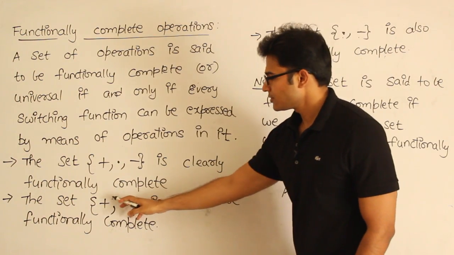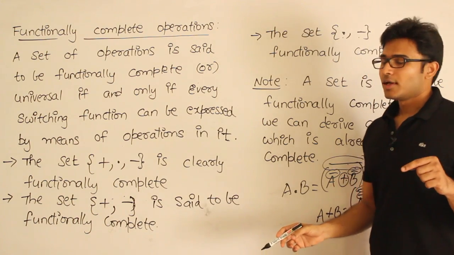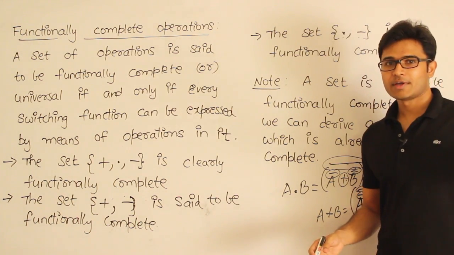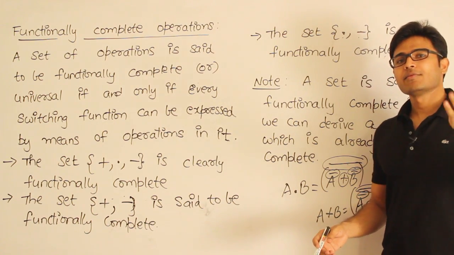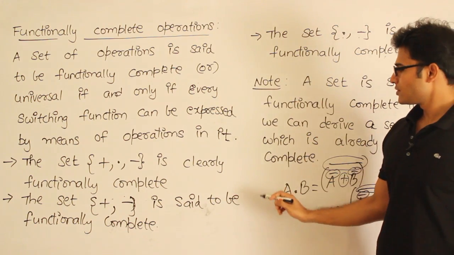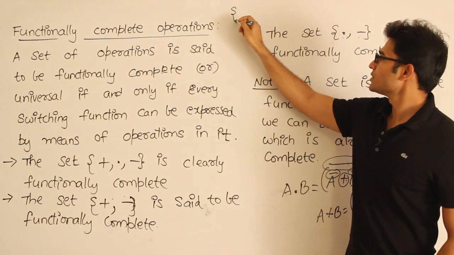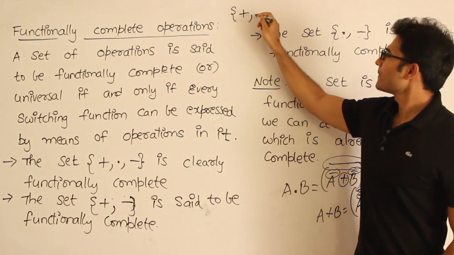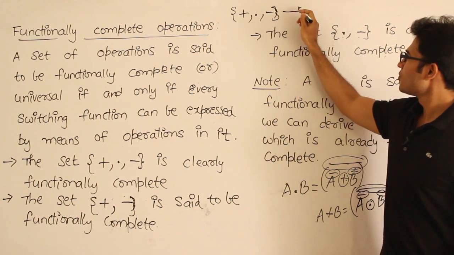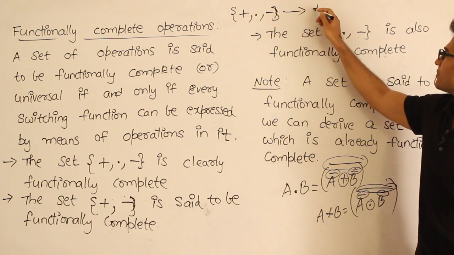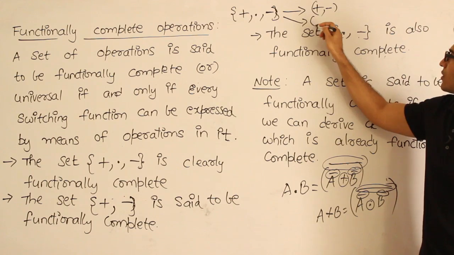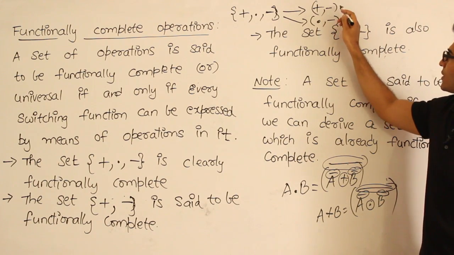Plus and complement is functionally complete. Now see, it is like the NP completeness theorem. We have a basic problem, from that we convert it to some other problem, and from that we keep on converting to other problems, right? Here also we have a basic set which is known to be functionally complete, which is plus, dot and complement, and from this we derive two more sets. One is plus and complement, which is functionally complete, and the other is dot and complement, which is functionally complete.